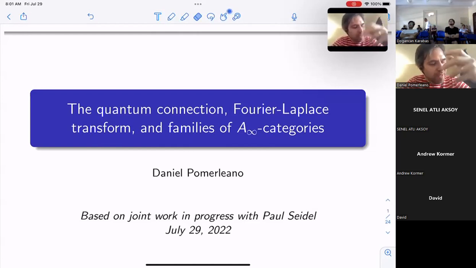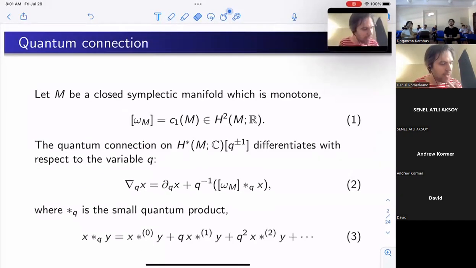you'll see that we'll start with the quantum connection, but we'll come to subjects that are more central to the topic of the conference, to log Calabi-Yaos and symplectic homology and stuff. But let's start just to remind you guys about the definition of the quantum connection.